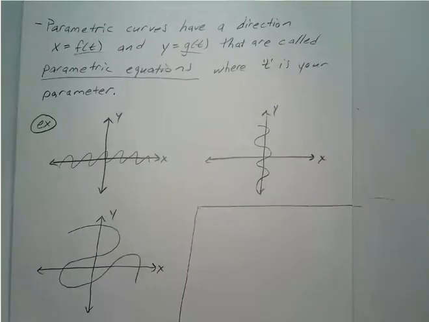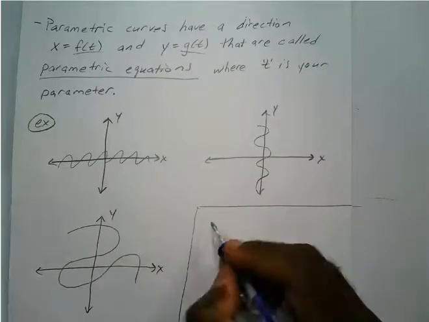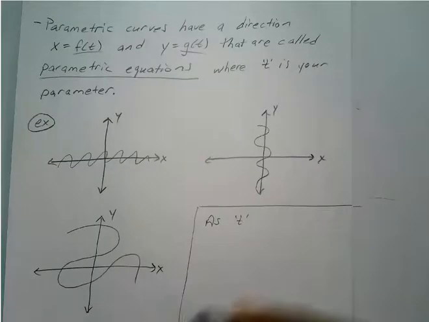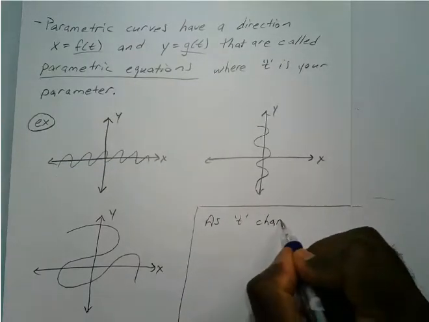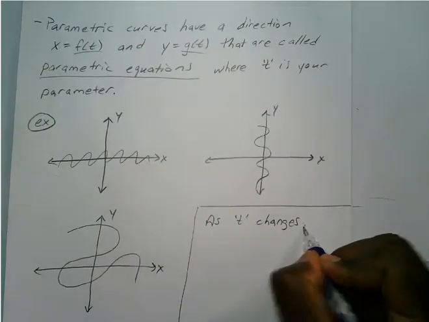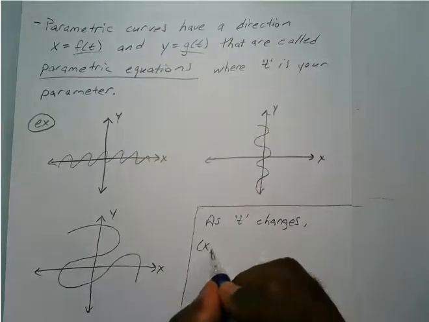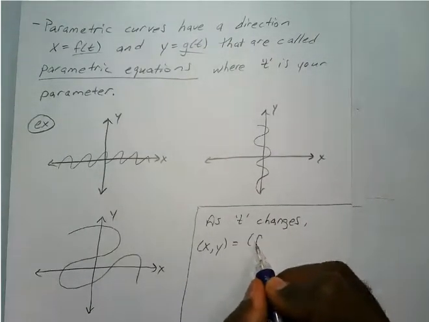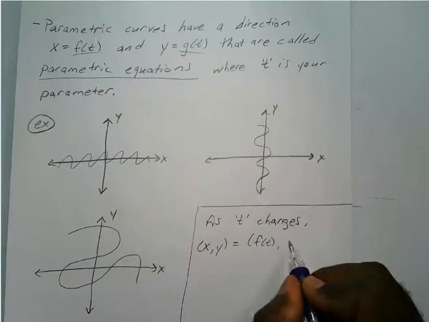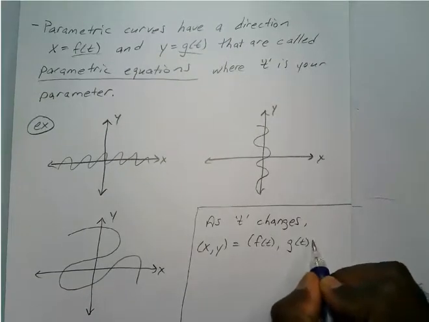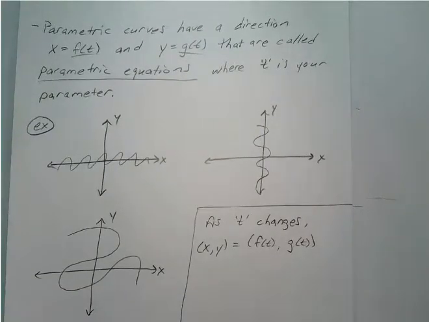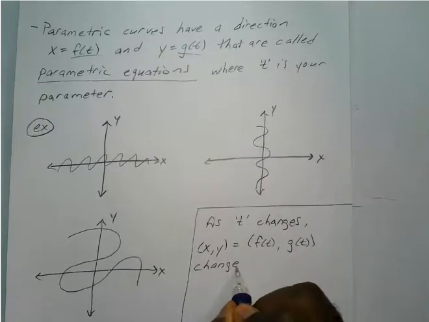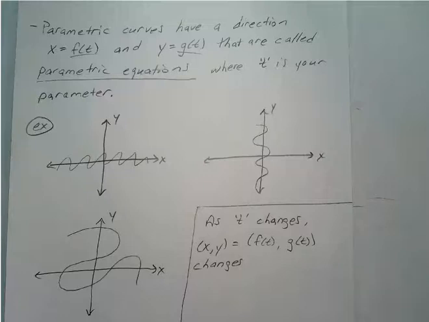A little tidbit here: as t changes, your x comma y, which is now equal to some function of t and another function of t, also changes and gives us our parametric curve.